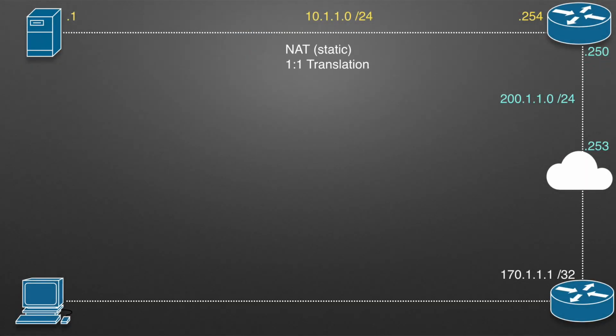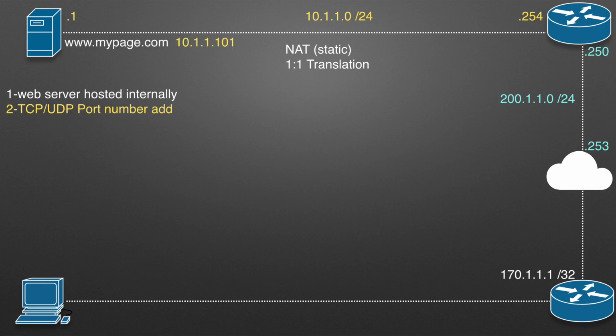How can I use static NAT on my network? Let's assume we have a web server and we want to publish the server to the Internet. The web server is hosted internally. The web server is a role that can be enabled or added onto a server, like FTP and many other services. The service runs by default on port 80 using TCP.